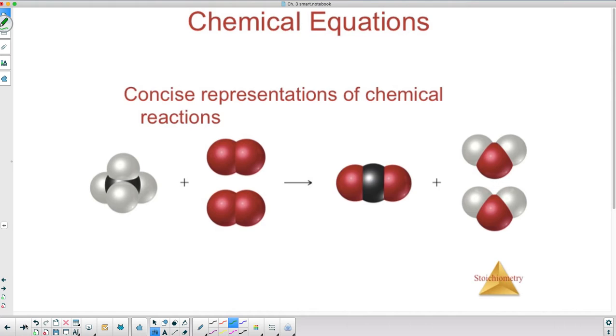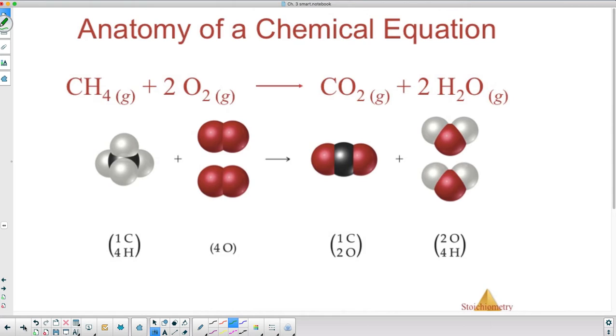So, a concise representation of chemical equations. Instead of drawing stuff out, like using the models they do for the actual chemical reaction, we tend to make it easier for ourselves and use chemical equations. And here's what the chemical equation looks like. Obviously, the hydrogen is the white, and the black ball in the center is the carbon. So CH4, in a gas, and two O2 molecules in a gas combine to form CO2 plus two H2O molecules.